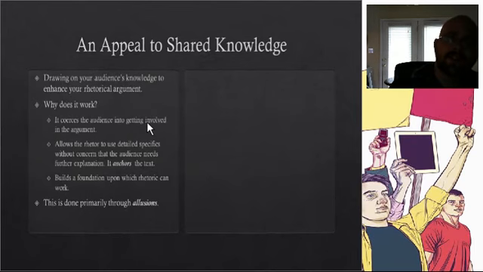Why is that important? Because if they're involved, they're more likely to change in terms of rhetoric, but they're also more likely to pay attention, which is what you want if you're giving a speech. All right. Also, you want to appeal to shared knowledge because it allows the rhetor to bring in specifics without going too much into detail. It anchors, as your text says, anchors the text or the speech or the video or whatever. All right. It also builds a foundation upon which rhetoric can work.